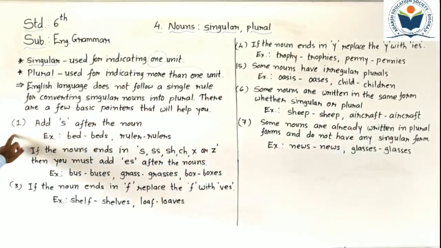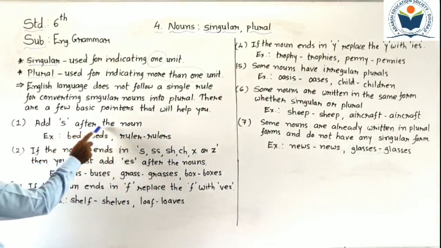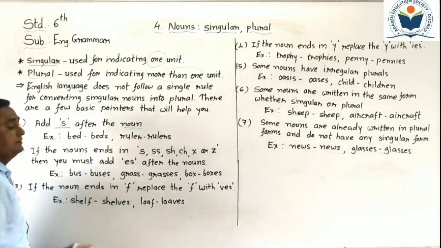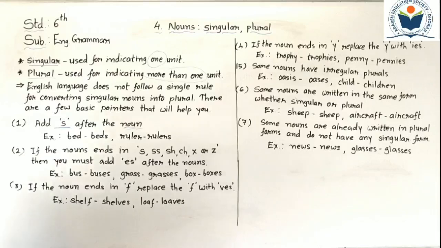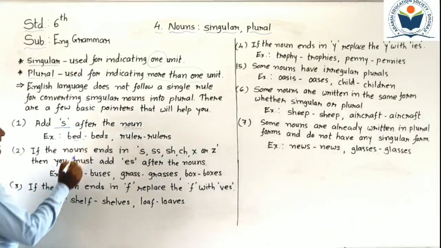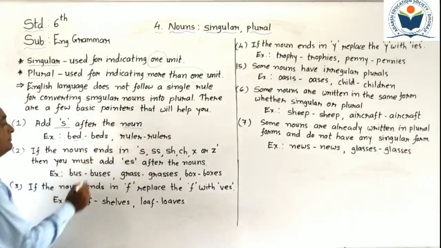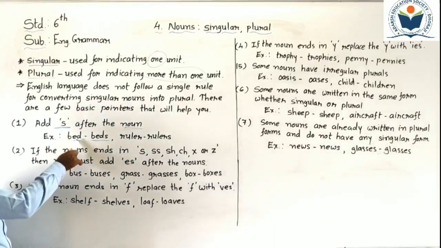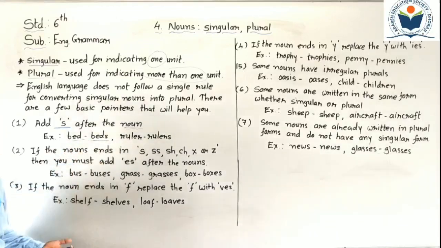The first point is given here in your textbook also. Add s after the noun. What is here? The first rule is given here. Add s after the noun. After the noun we have to add s. Then the singular noun is converted into plural. For example, bed is given here. If we add s after bed, then it becomes beds. It turns into plural form. Bed is a singular form and beds is a plural form.